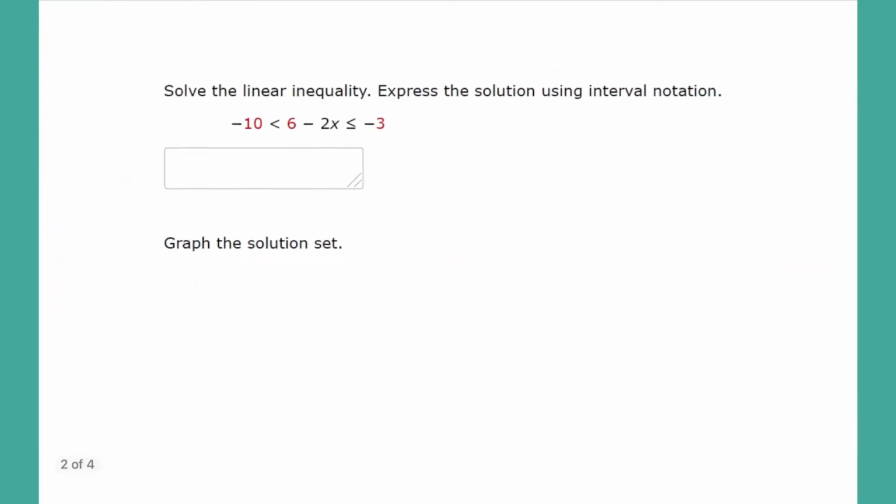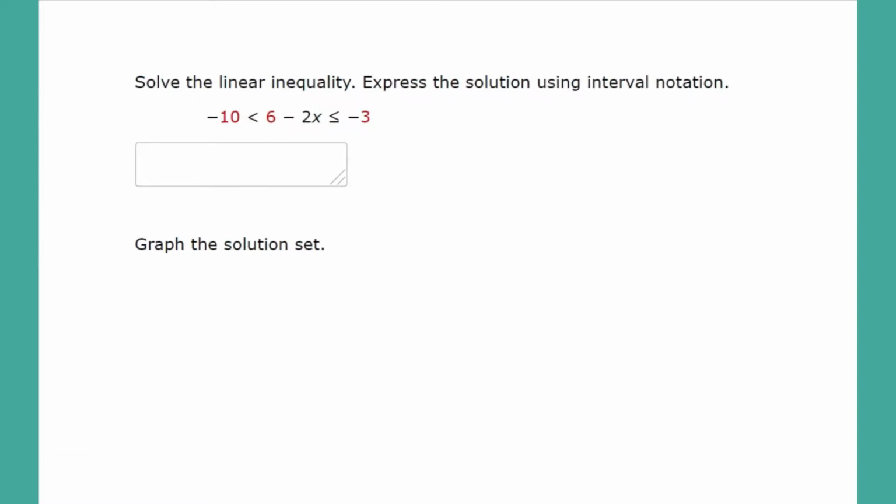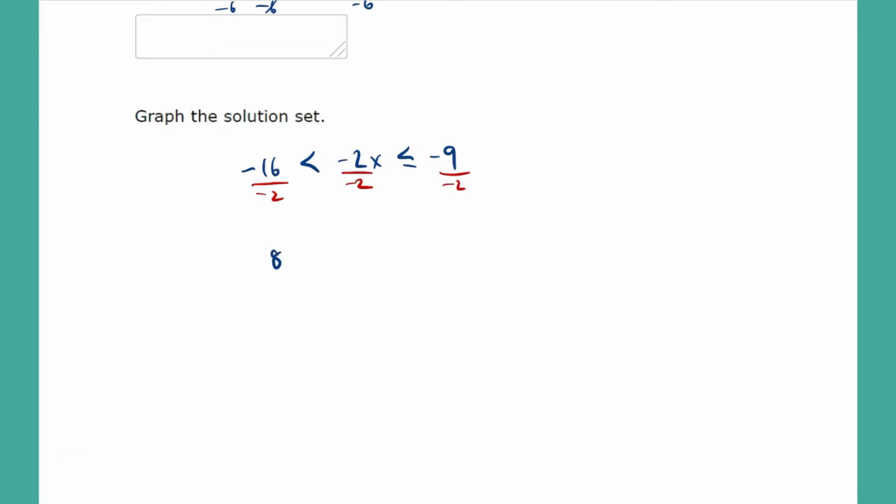The next problem is called a compound inequality because you have 2 inequalities in one. So you just want to isolate the x in the middle. We can do that by subtracting 6 from all sides. So we're going to have -16 less than -2x less than -9. Divide everything by -2. And we're left with 8 and x.